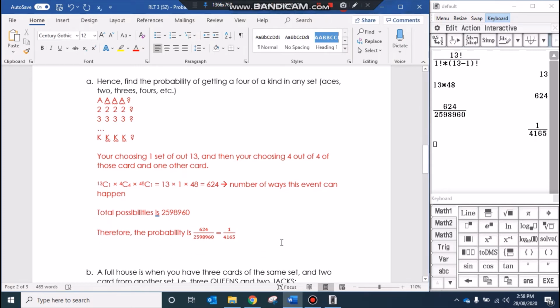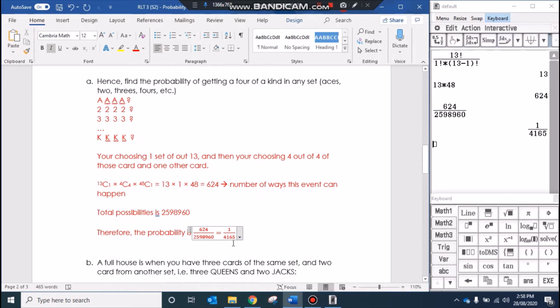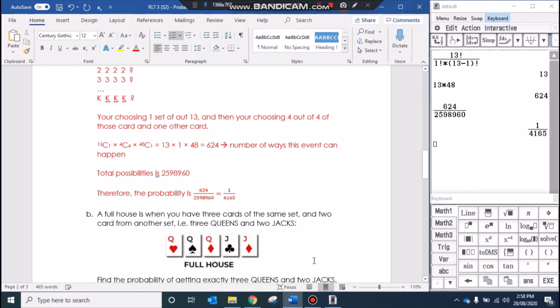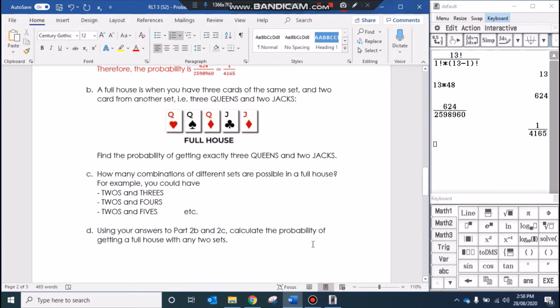That is the probability of getting a 4 of a kind in any set. This is where things get a little bit more tricky. A full house is when you have 3 cards of the same set and 2 cards from another set. So for example, you could have 3 queens and 2 jacks, as shown here.